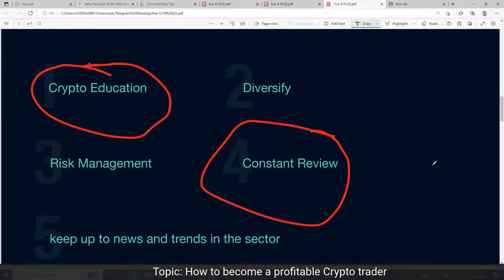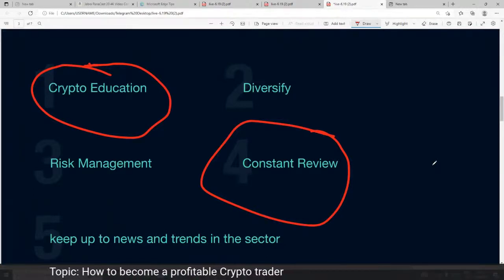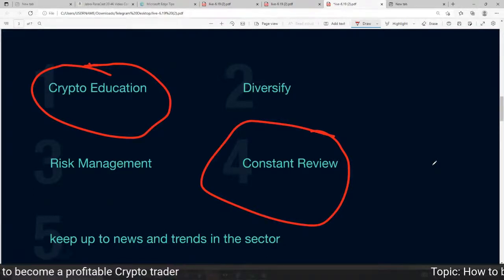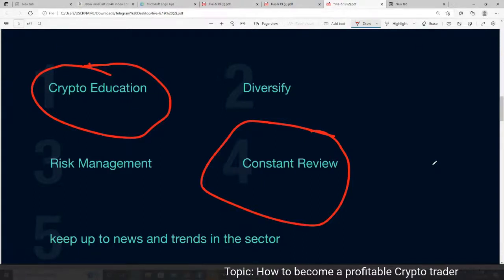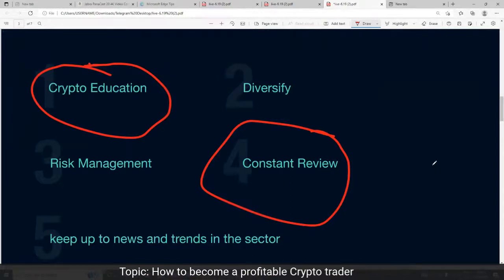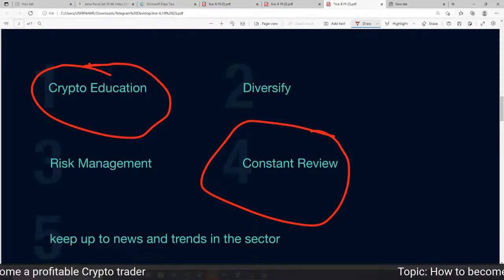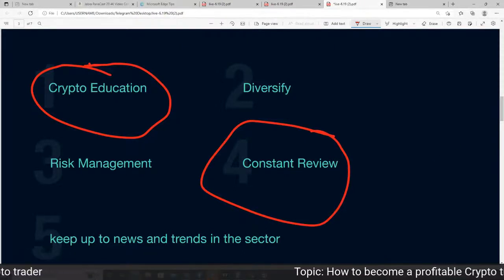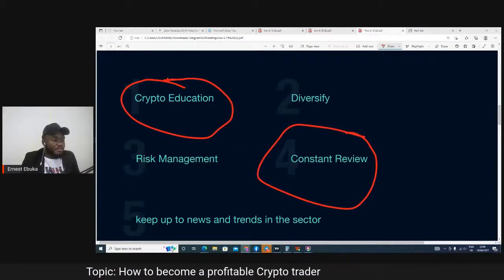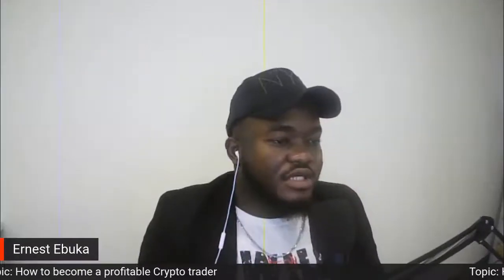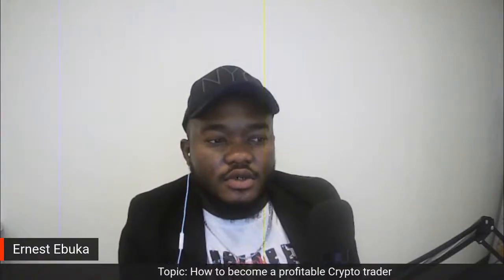I used to do this every month. Every month I will calculate my risk, my win and my loss. I will use calculator, calculate the ones I lost, calculate the ones I gain, then cross check both of them. Which ones did I gain more? So this is it, guys. Constant review helps a lot.